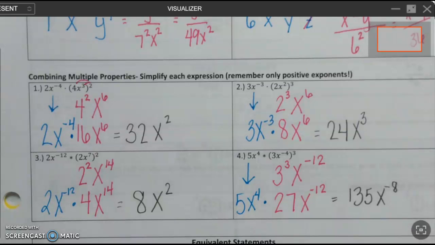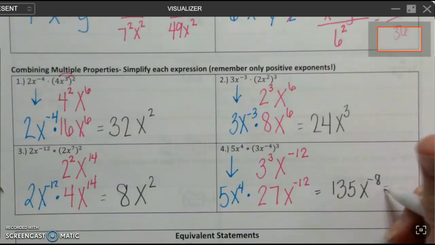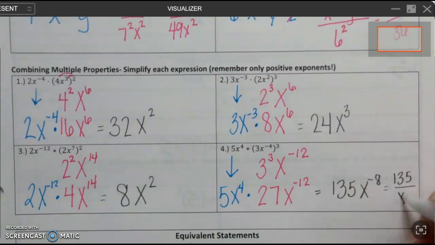Now we don't ever want to just leave a negative 8 exponent. Okay? Anytime you have a negative exponent, we want to move that down to the denominator. This is the first time that you will have seen a negative exponent on the 4 problems here. So we're going to finish it up by leaving the 135 on the top and moving the x to the 8th down to the denominator. Now we're good. Now we're finished.